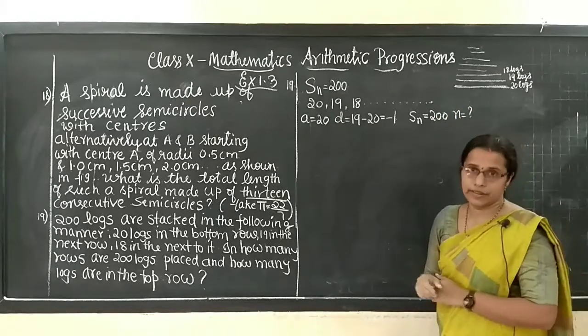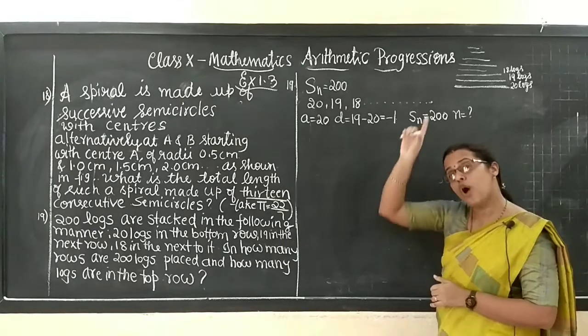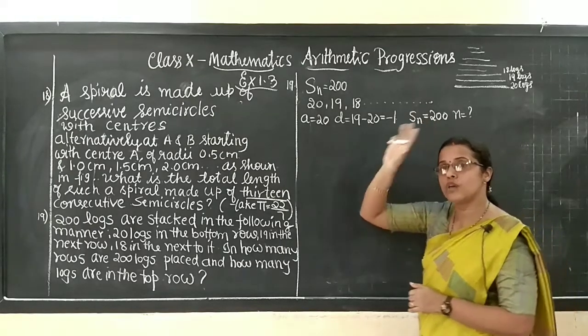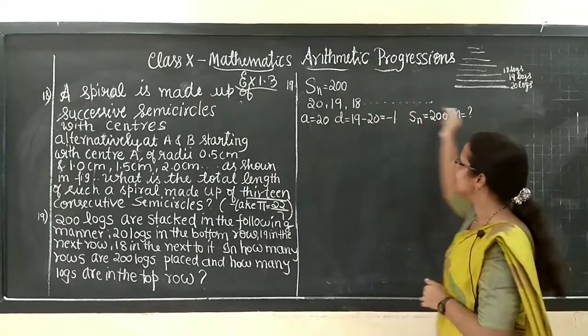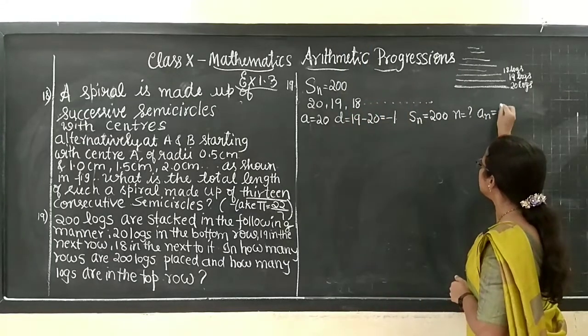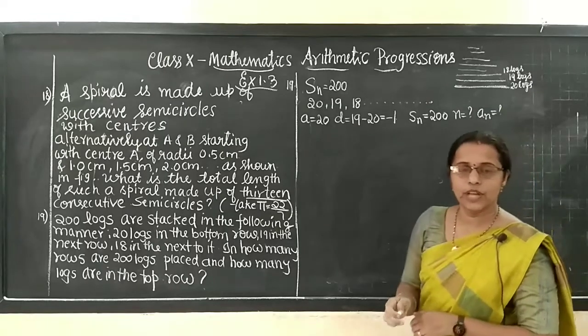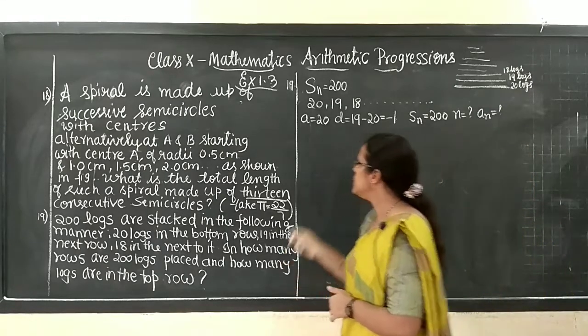How many are there in that? Then in the top row, how many logs are there? Top row means the last term, children. Top row means last term. Last term is called an. Both you have to find out. Now how to do this?